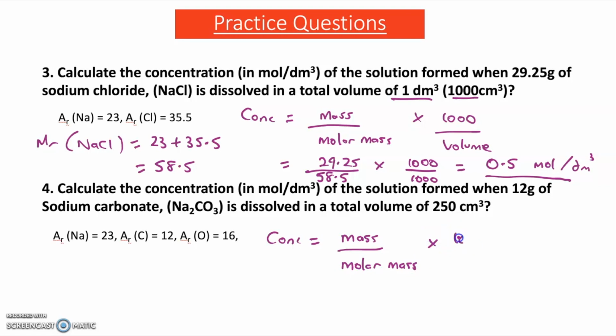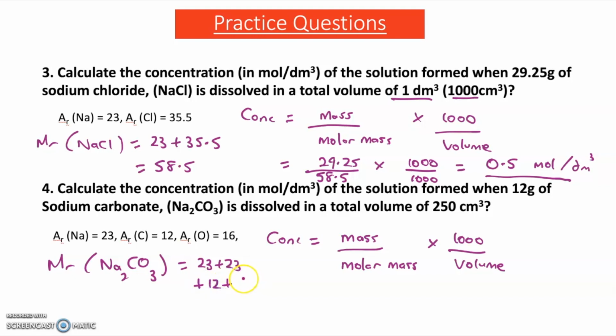So for question 4, we're asked to calculate the concentration in moles per decimeter cubed of the solution formed when 12 grams of sodium carbonate, Na2CO3, is dissolved in a total volume of 250 centimeters cubed. So concentration is equal to mass divided by molar mass times 1,000 over volume, and the Mr of Na2CO3 is equal to 23 plus 23 plus 12 plus 3 lots of 16. So that will give us an Mr value of 106, and that is equal to the molar mass here, because the molar mass is equal to the Mr value.